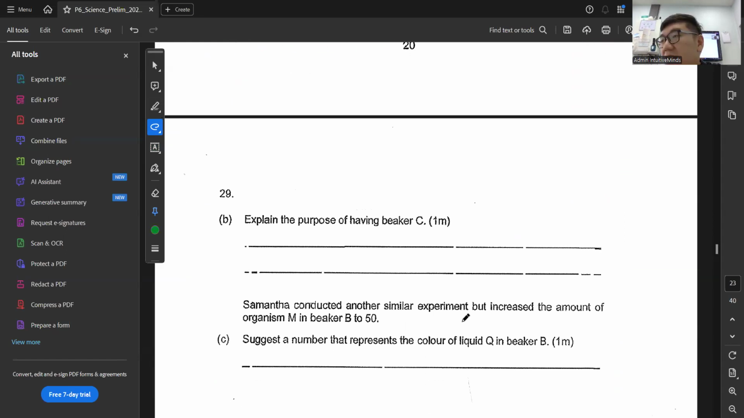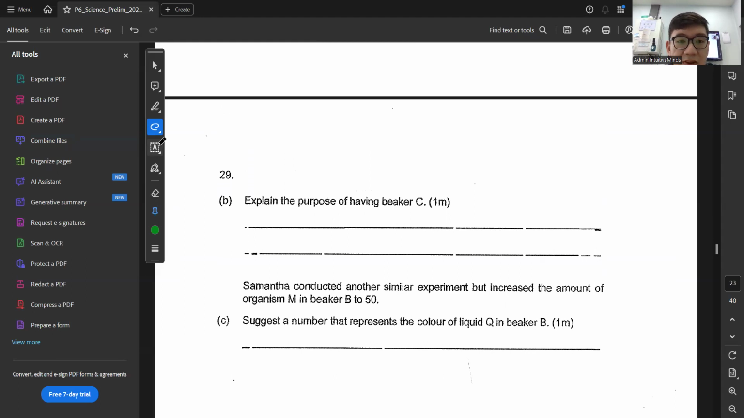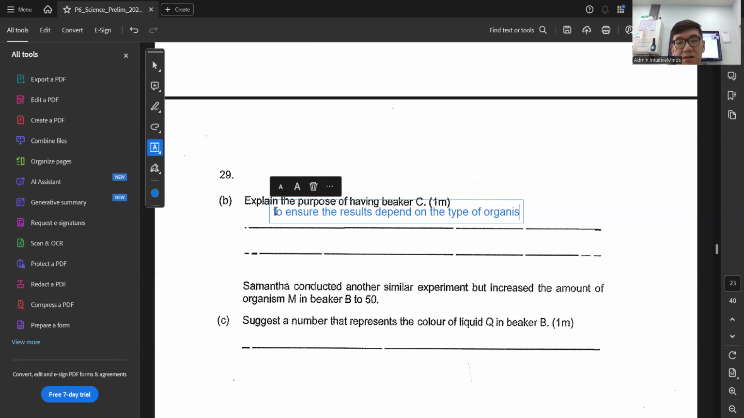Explain the purpose of having viscosity. I think you have some idea. Control for that. You need to talk a bit more, because you use the word explain. We're almost done. So you need to explain, give the reasoning. To ensure that the results depend only on the organism. Yeah, good. Very good. The results solely depend on the organism.